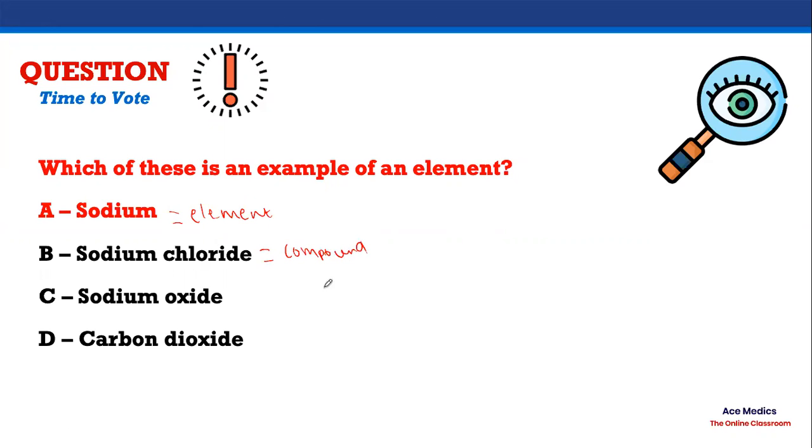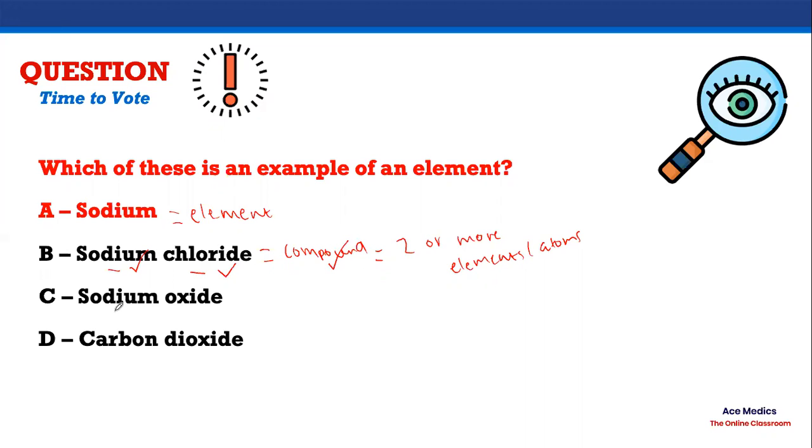How is sodium chloride a compound? Because it has more than one element in it. So it has the element sodium and it has the element chlorine. And compounds, we said, are two or more. You can have more than two elements or atoms that have been chemically combined. When they have undergone that chemical reaction, we call that a compound.